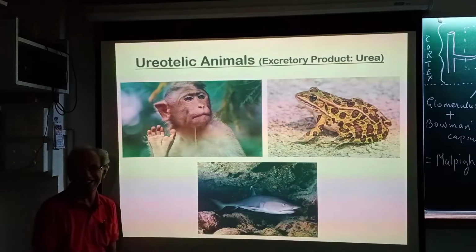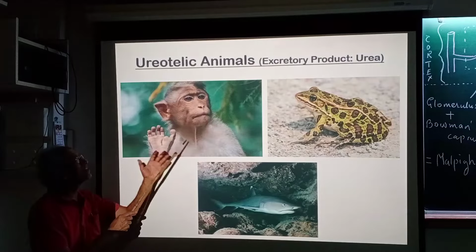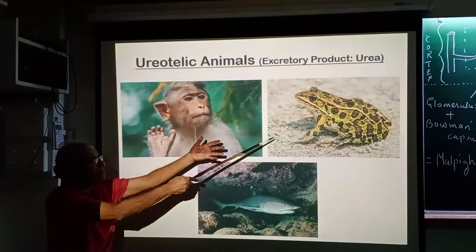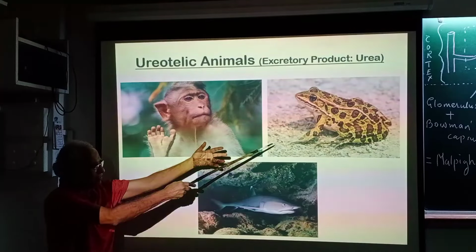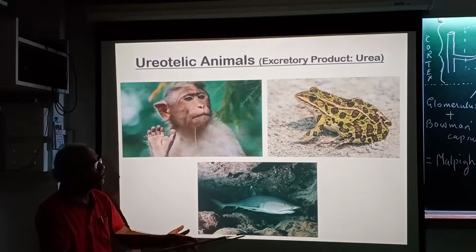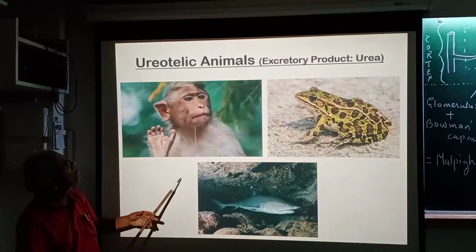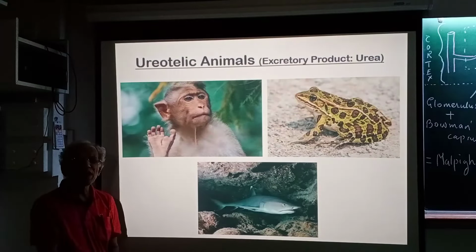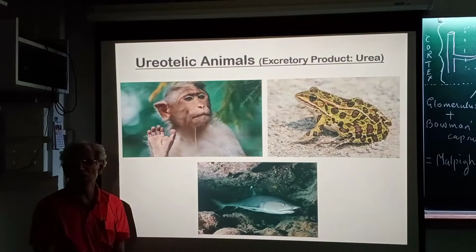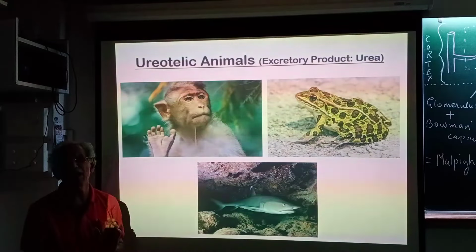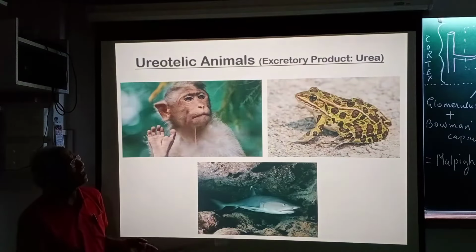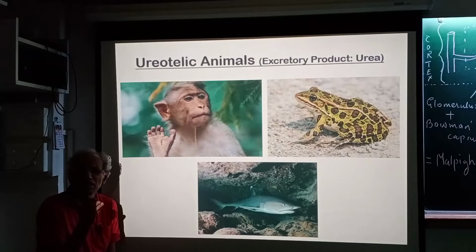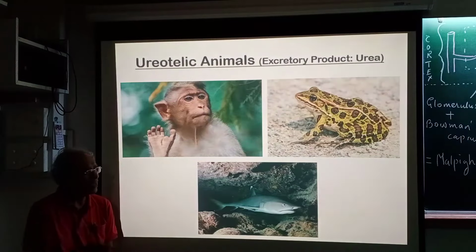Interesting, is it not? This represents mammals, our own group. And this is amphibia. And this is cartilaginous fish. All these represent ureotelic animals. Urea is also toxic, but it is not as toxic as ammonia. And therefore, its excretion, its removal requires water, but a little less water is okay.